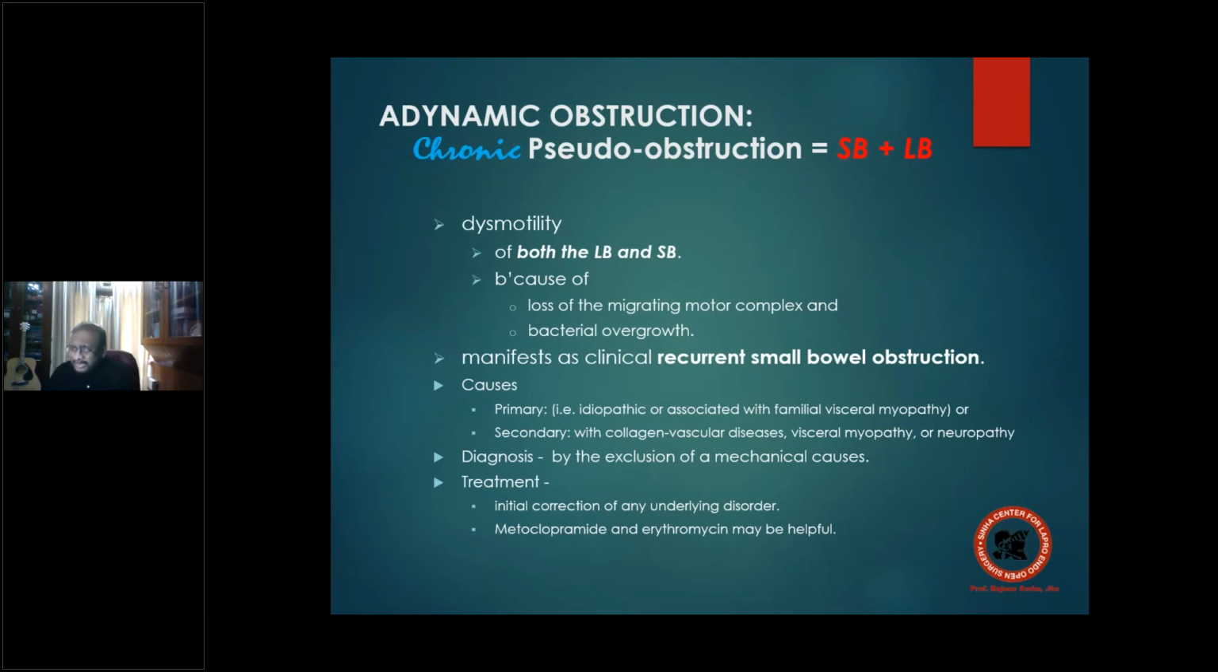Causes, again: primary are because of familial visceral myopathy, that there is a problem with intestinal muscles. Visceral myopathy means visceral muscle, or collagen vascular diseases, visceral myopathy, or neuropathy as a secondary occurrence in collagen disorders. Diagnosis: you have to rule out mechanical causes, only then can you diagnose a chronic pseudo-obstruction. But when will you call it chronic as opposed to Ogilvie syndrome? When it has been there for months on end, or has been progressive, a gradual or recurrent small bowel obstruction over a period of months. Metoclopramide or erythromycin, which are prokinetic agents, may be helpful in these conditions.